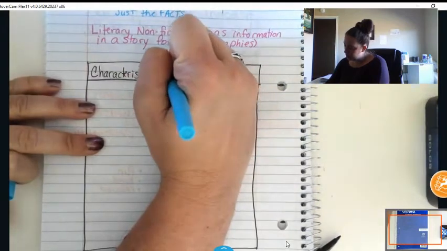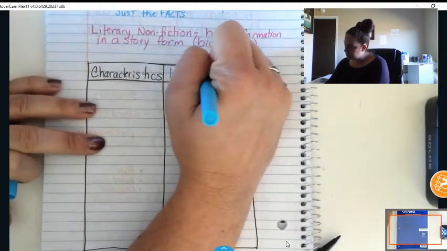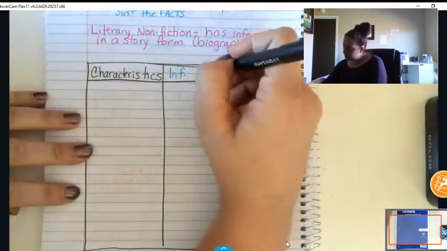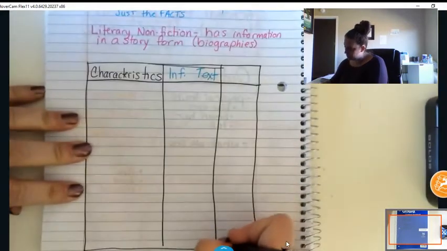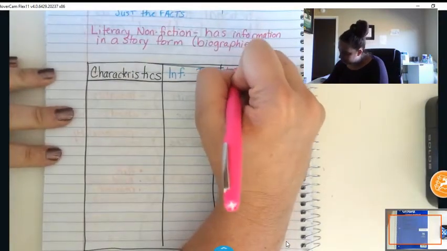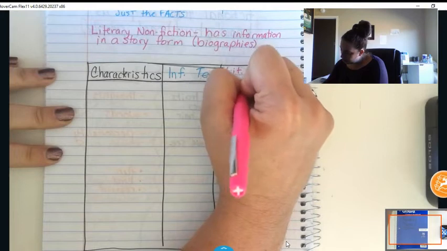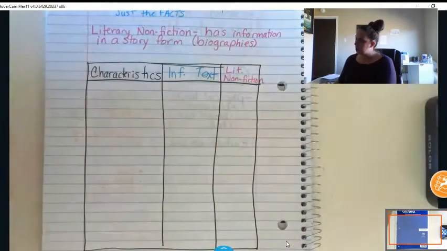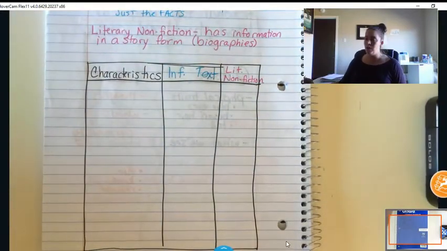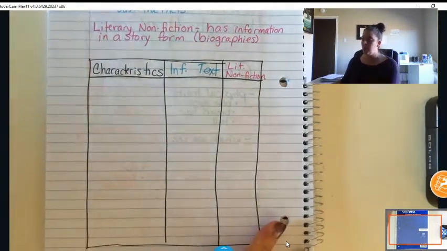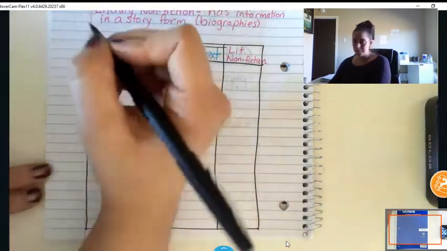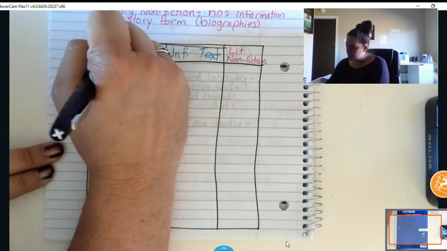Now my next column is going to be informational text, and I'm going to shorten it down to INF. That way I have space, because you can tell I'm already running out of space here. And then my last column, I'm going to shorten literary nonfiction to lit nonfiction. And we're going to go through and look for some different characteristics we might see in one or the other or both of these texts. If you need to pause, go ahead and do so to finish your chart. If you're good to go, we are starting off with story elements.